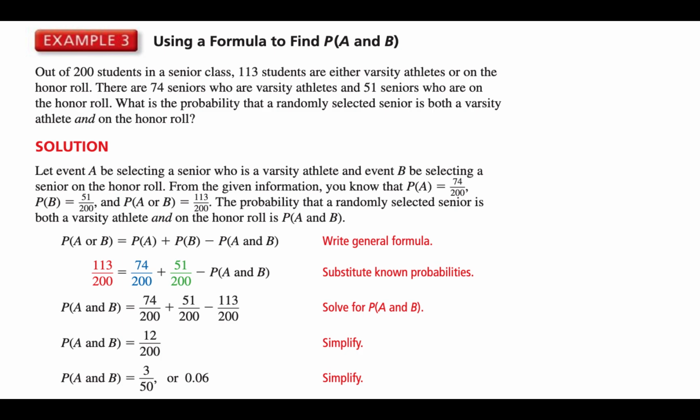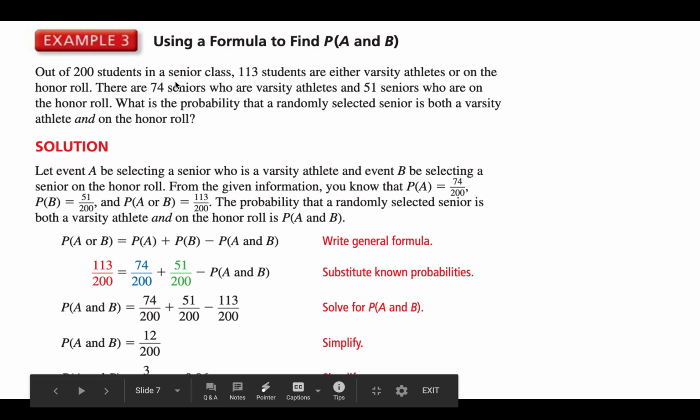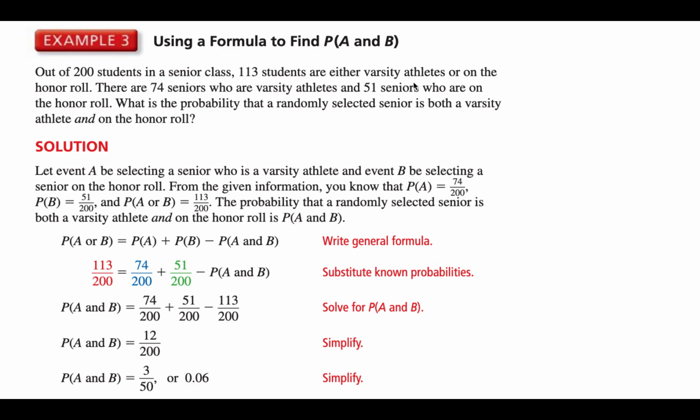Now, sometimes you might not be calculating the probability of A or B. That might be a quantity you have, and you need to find the probability of A and B. So here's an example like that. It says out of 200 students in a senior class, 113 are either varsity athletes or on the honor roll. There are 74 seniors who are varsity athletes and 51 seniors who are on the honor roll. What is the probability that a randomly selected senior is both a varsity athlete and on the honor roll?